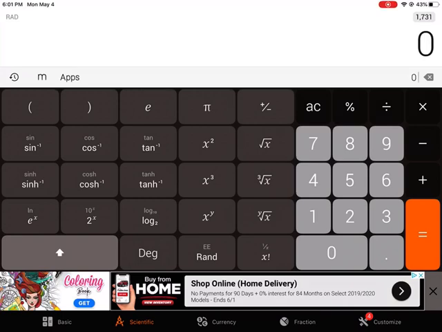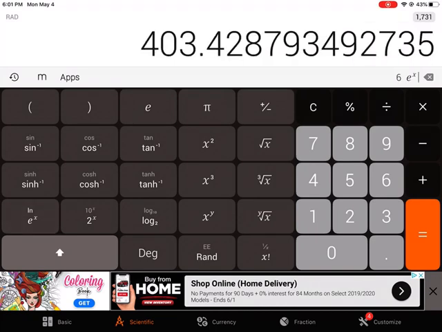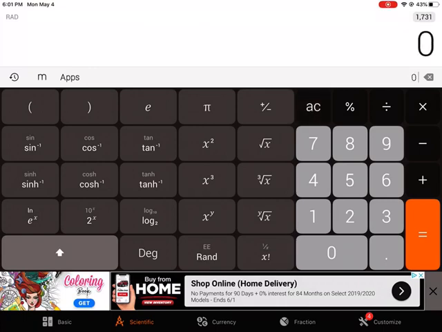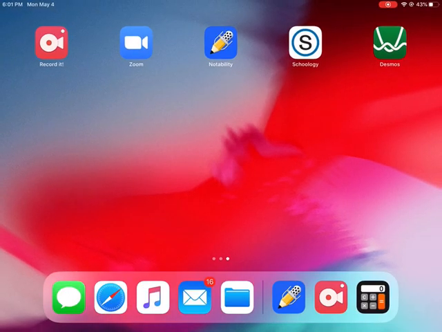Now, if you're going to do e to the x, you have to put the number in first. So whatever power you want to take e to, that's the number you have to put in first. So let's say I want to do e to the 6th. I'm going to put 6 in, then I'm going to press e to the x. So it's a little different than our graphing calculators, where you press e to the x and then put in the value. Here you're going to put the value in first and then press e to the x.